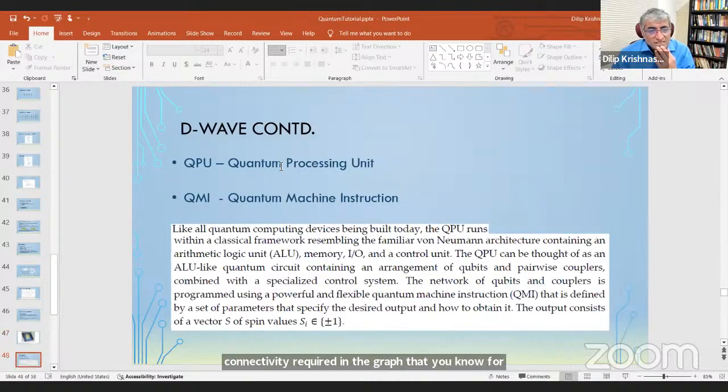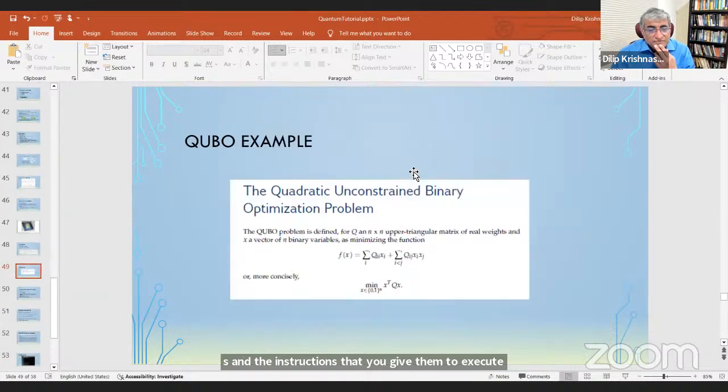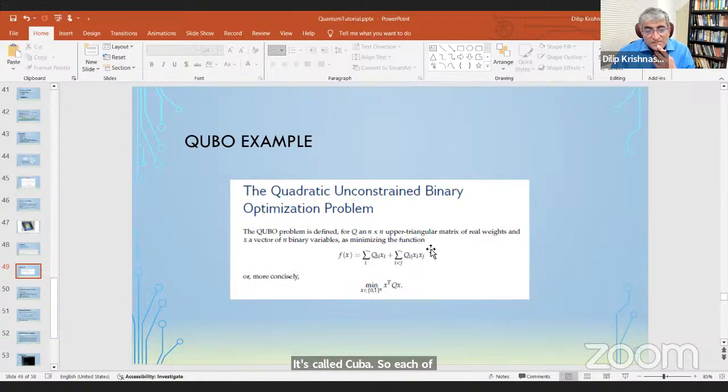And these systems have quantum processing units, and the instructions that you give them to execute are called quantum machine instructions. The typical problem that you would solve is a quadratic unconstrained binary optimization. It's called a QUBO. So for each of these variables, you're trying to find a value to solve your optimization problem.